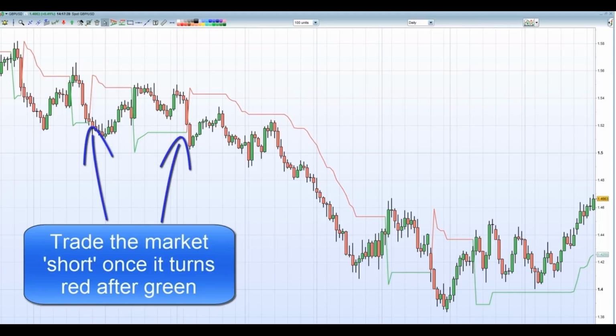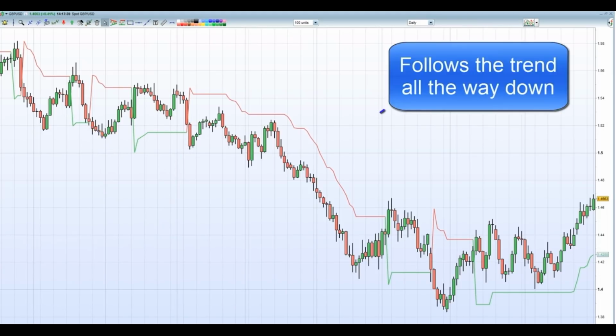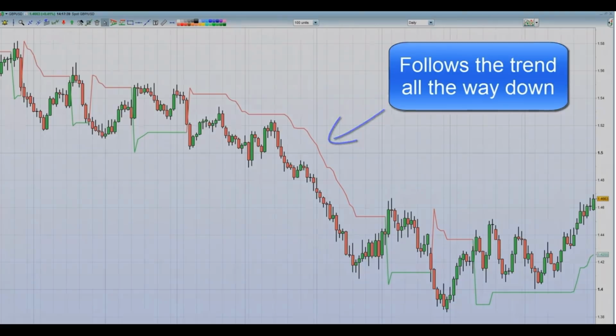The same can apply in uptrending markets. Here we can see how this indicator accurately tracks market trends. It can be refined through the settings to match the specific instrument.